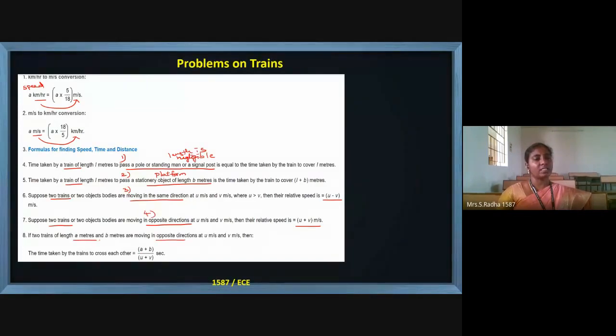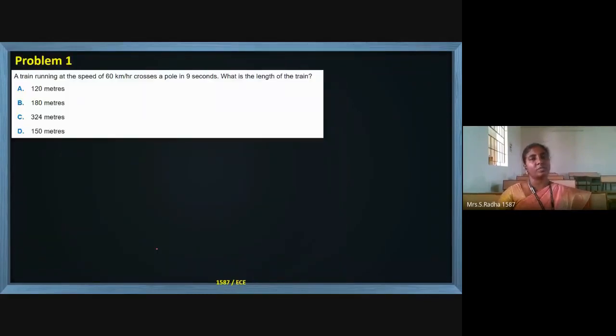The lengths of the trains are A and B. Then the time taken to cross each other is the sum of the lengths. Okay, time is nothing but distance by speed. Distance is the length of the two trains, A plus B. They are moving opposite, so their speeds also get added, u plus v. These are the basic formulas we have to remember in the problems of trains. I am going to the first problem.